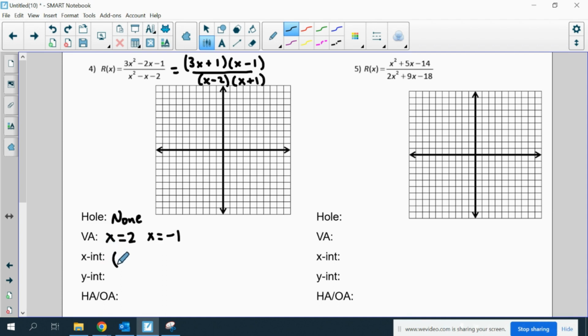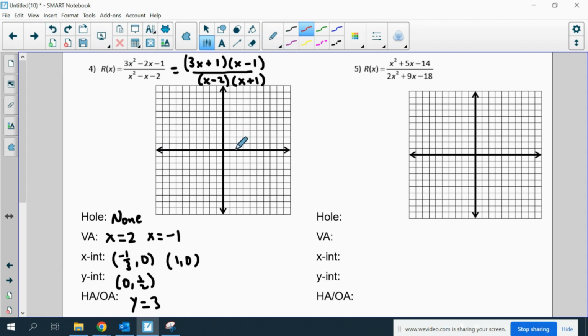There are 2 x-intercepts, at -1/3, 0, and 1, 0. There's a y-intercept at 1/2 if I substitute in x equals 0. I get -1 over -2, which gives me 1/2. And then there is a horizontal asymptote at y equals 3, because if I look at the powers, they are the same, so I divide the leading coefficients.